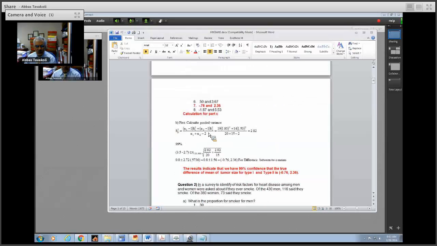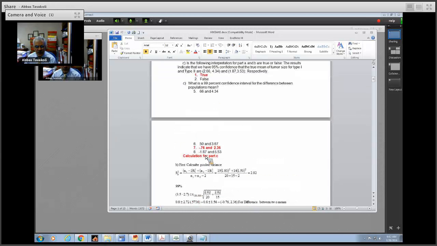Now, the C part: what is the 99% confidence interval for the difference between those two tumor sizes? First you want to calculate the pooled variance. So n1 minus 1 is 19 for sample 1, times 1.8 squared because that was your s, plus 14 times 1.5 squared, and you get 2.82. Now 3.5 minus 2.7 plus minus the t value, which is t with n1 plus n2 minus 2 degrees of freedom and 1 minus alpha over 2.